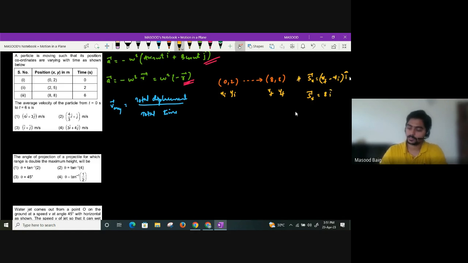In the same manner, displacement in y direction, if I want to find, I'll use y final minus y initial, j cap. So what will I get as displacement in y direction? 8 minus 2, which is 6 j cap.